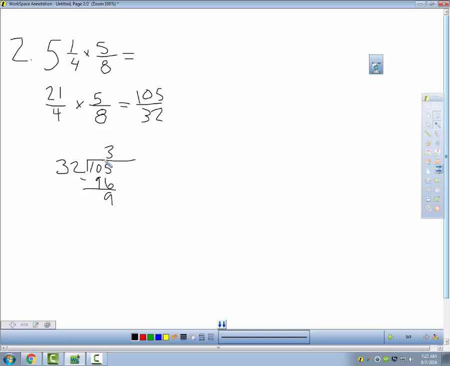So remember, just like in the last one, this would be our whole number. Whatever's left over is our numerator, and then our denominator just carries down. So then your answer for number 2 would be 3 wholes and then 9 over 32. Because you have to change it back to a mixed number for your answer. So then that would be your answer.